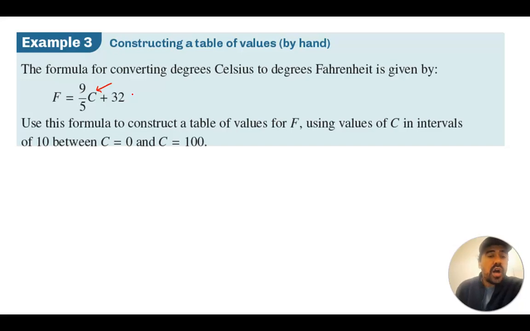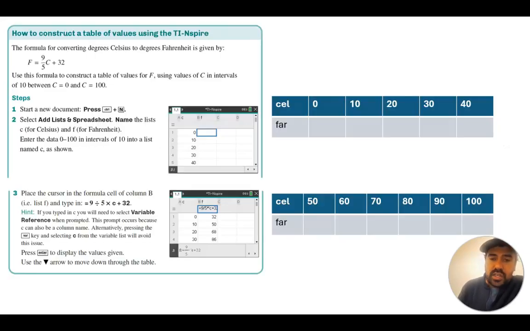Now, this is cool. But we're going to use this formula to construct a table of values for F using values of C in intervals of 10 between C equals 0 and C equals 100. So there's a lot going on here. We're going to construct a table, and starting at 0 for our degrees, we're going to go up by steps of 10. That's why it says intervals of 10 until we get to 100. So what you should see here is a table in degrees Celsius, going up in increments of 10, and what we're expecting is 10 different Fahrenheit amounts.